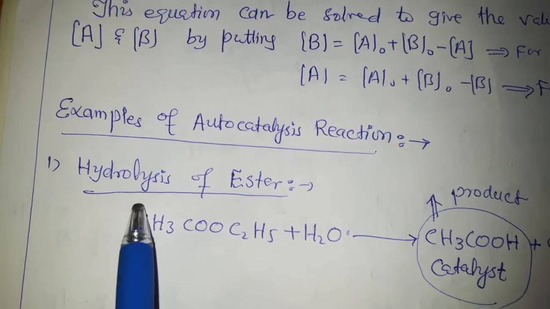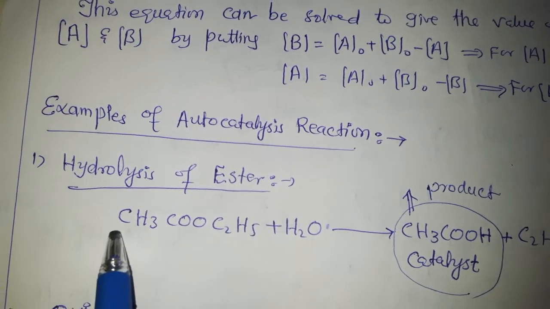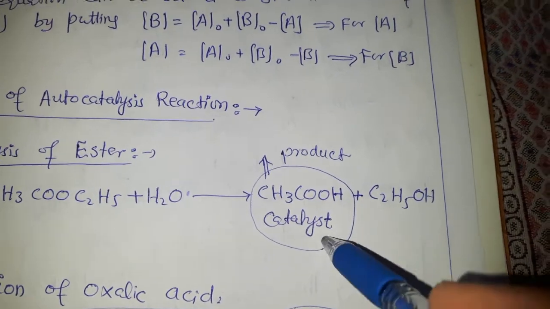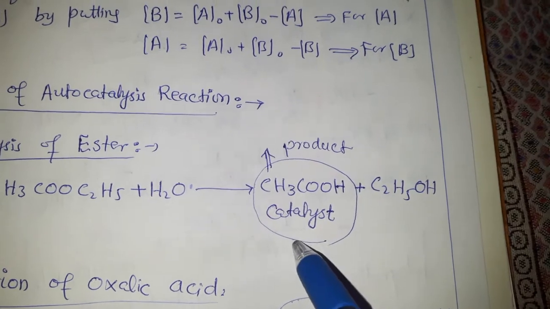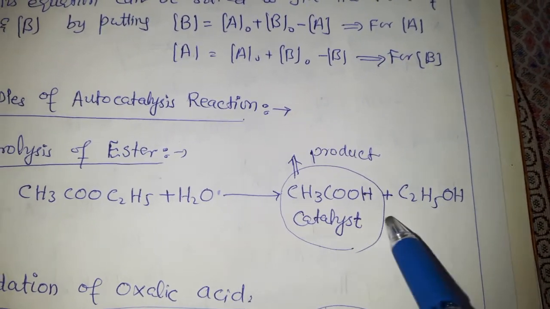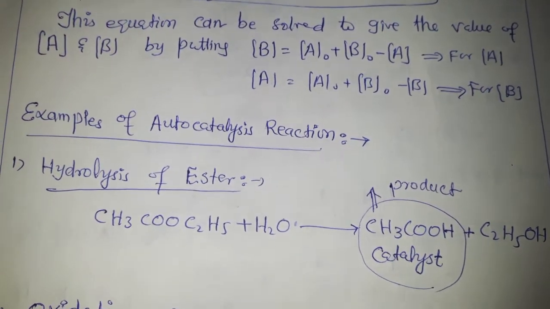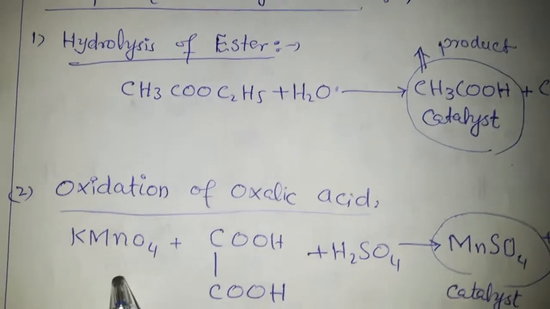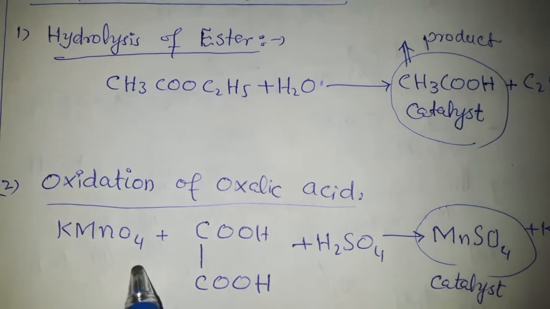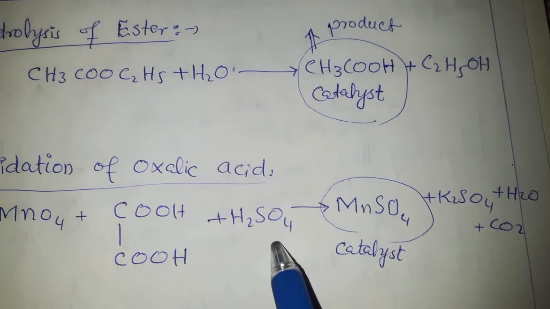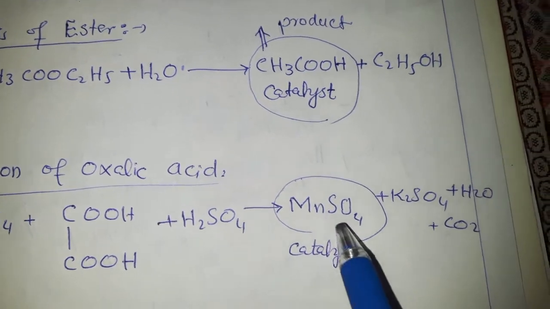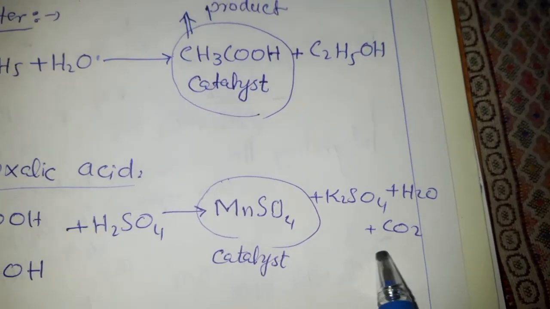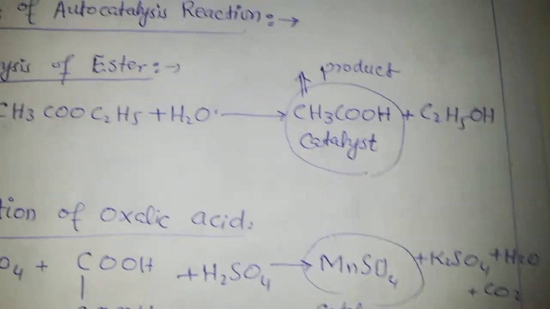Examples of autocatalytic reaction or autocatalysis: the simplest example is the hydrolysis of ester, in which acetic acid is formed, and this acetic acid works as a catalyst for the acceleration of the reaction. Similarly, the oxidation of oxalic acid. Oxalic acid can be oxidized in the presence of KMnO4 and sulfuric acid. So we get manganese sulfate, which works as a catalyst for the acceleration of the subsequent reaction.